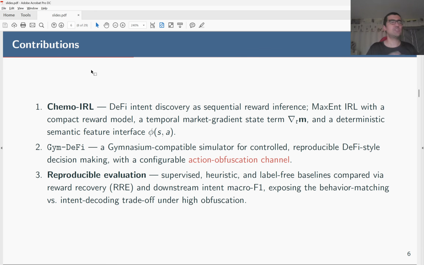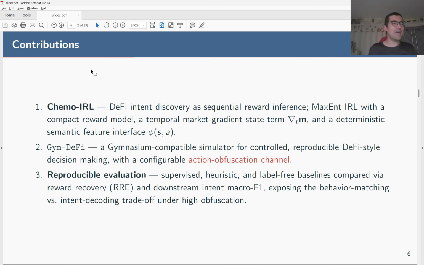Second, GymDeFi, a Gymnasium-compatible simulator for controlled, reproducible DeFi-style decision-making. Its distinctive feature is a configurable action obfuscation channel, a knob that lets us hide intent in a precise, measurable way. Third, a reproducible evaluation. We compare supervised, heuristic, and label-free methods using two contemporary metrics, reward recovery and downstream intent macro F1, and in doing so, we expose a trade-off between matching behavior and decoding discrete intent under heavy obfuscation.